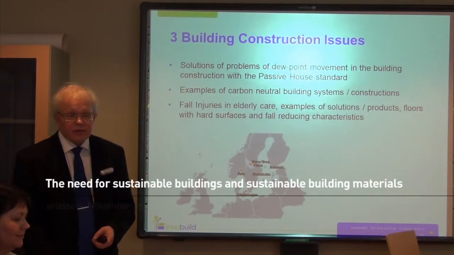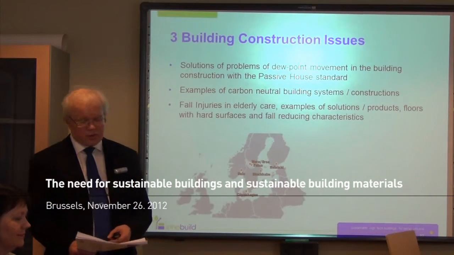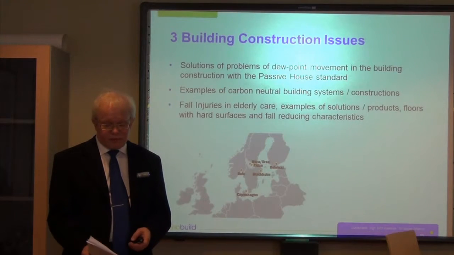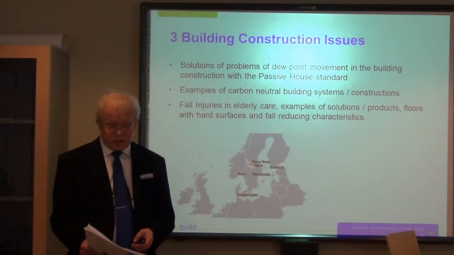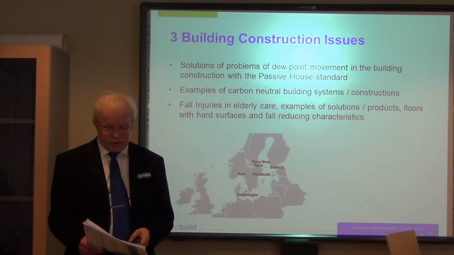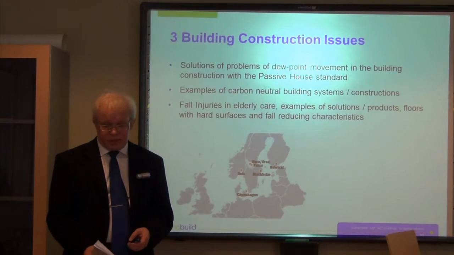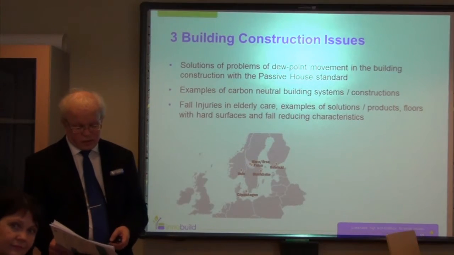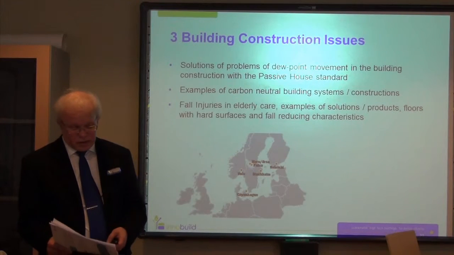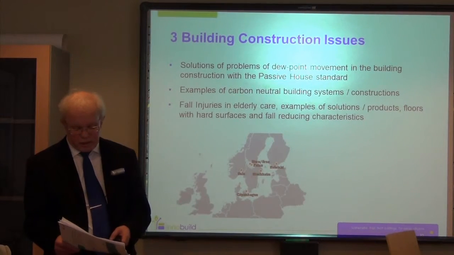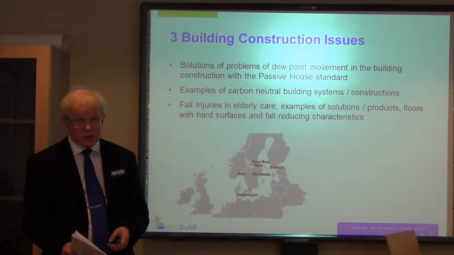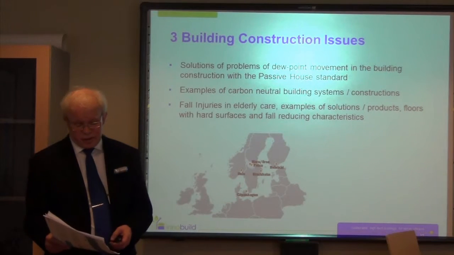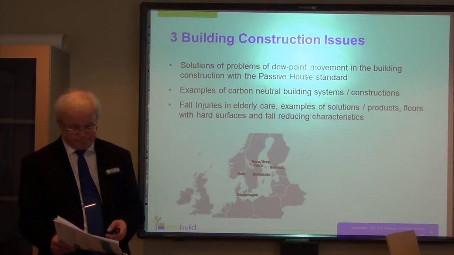We have in this InnoBuild project 3 building construction issues. Solutions of problems of dew point movement in the building construction with the passive house standard. And examples of carbon neutral building systems or constructions. And for the third, there is the case about fall injuries in elderly care. Examples of solutions, products, floors with hard surfaces and fall reducing characteristics.